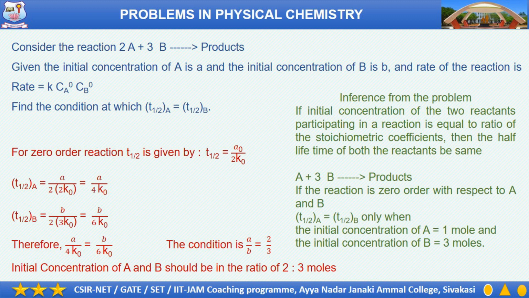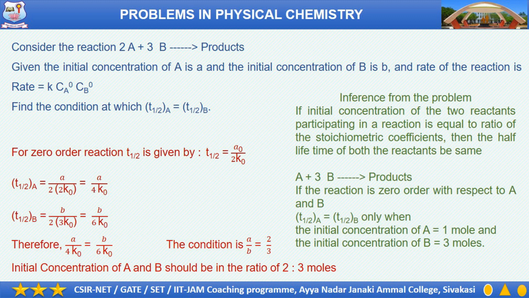This type of problem has not been asked so far, but it can be asked. You have to derive t half of A for this A and t half for the agent B, and these two should be equal. That A by 4 K naught should be equal to B by 6 K naught. Therefore, if you take this, A by B is equal to, K naught and K naught cancel, A by B is equal to 4 by 6, or it should be equal to 2 by 3.